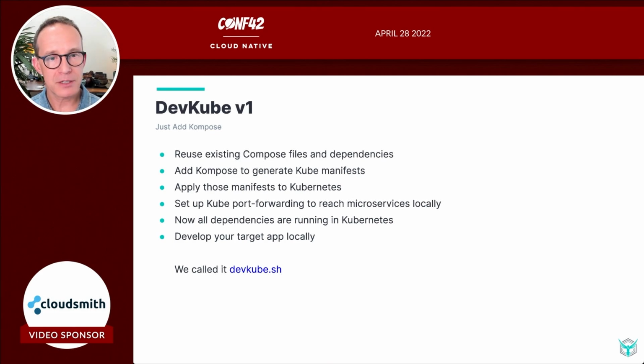And devcube expected that you had Kompose with a K installed on your laptop, and it would go through that process. It would pull down your dependency Docker Compose files, use Kompose to generate the kube manifests, then go and apply those manifests to Kubernetes in a namespace that's based on your username. And then it would set up Kubernetes port forwarding to reach those microservices locally.